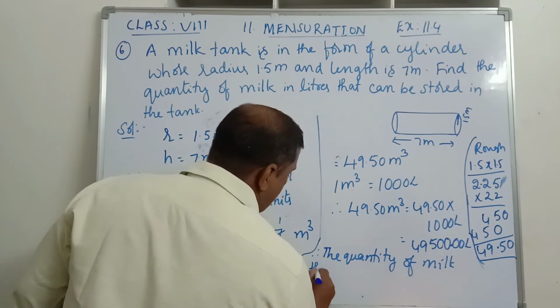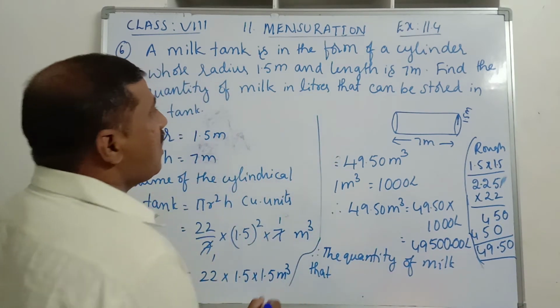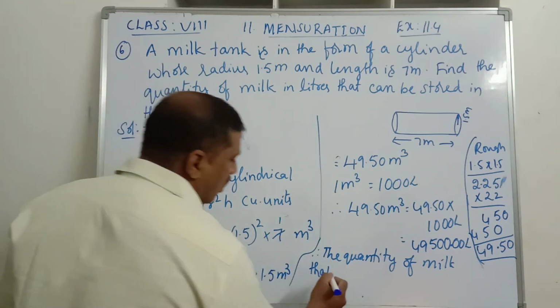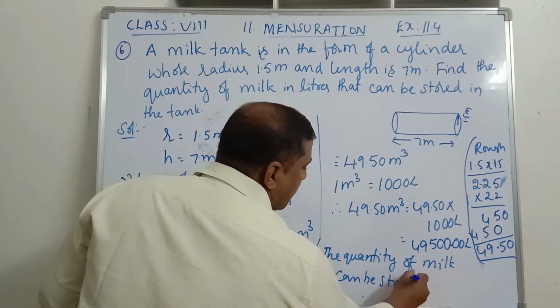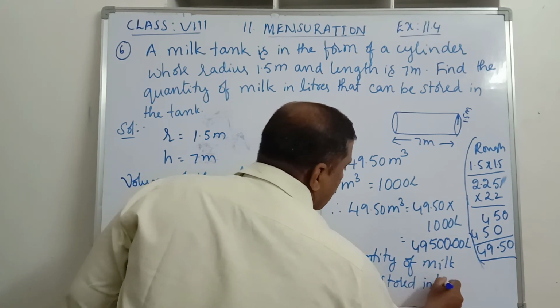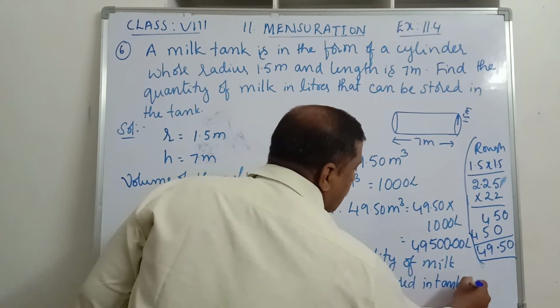Therefore, the quantity of milk that can be stored in the tank is equal to how much?